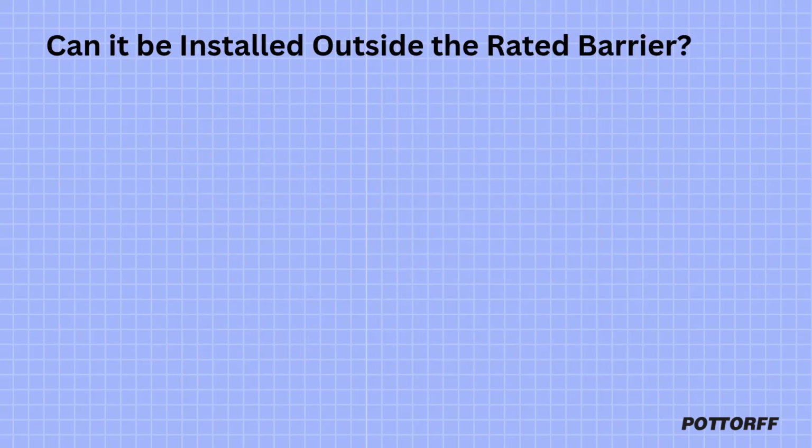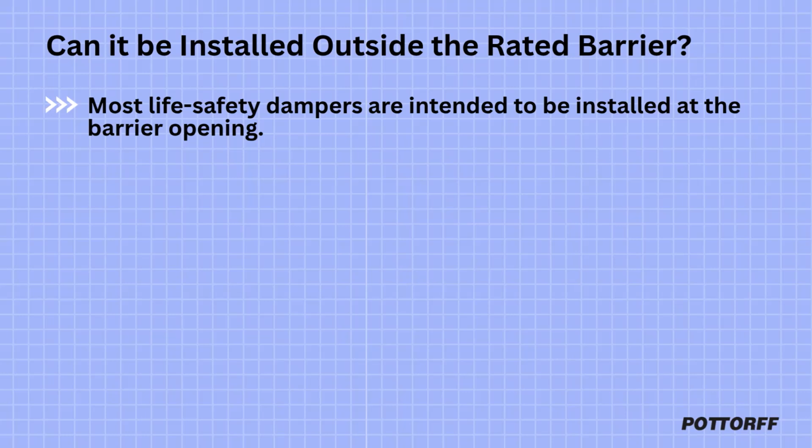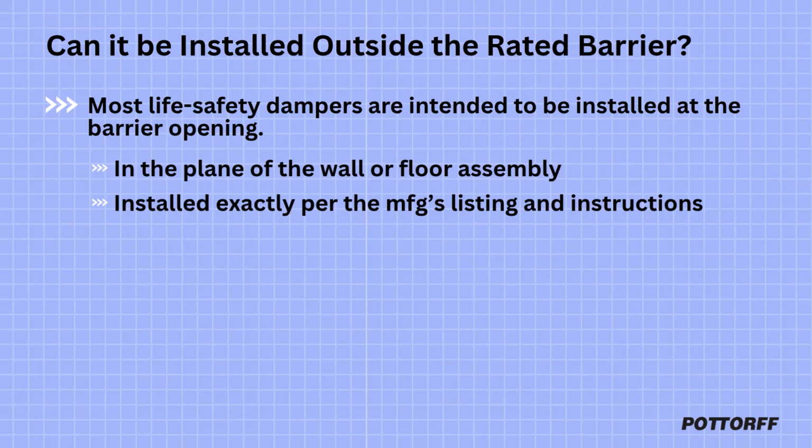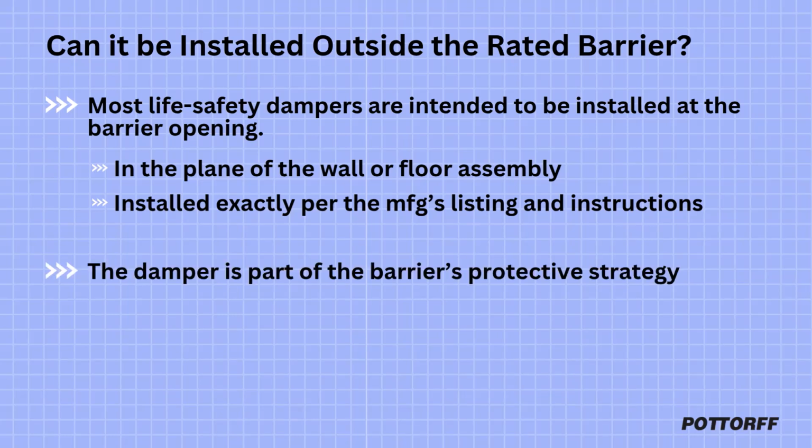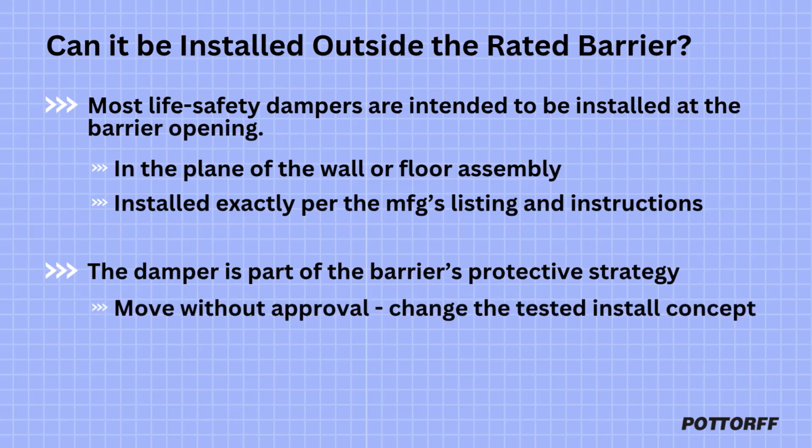Now back to the main question, can it be outside the rated barrier? Here's the practical baseline most people should assume. Most life safety dampers are intended to be installed at the barrier opening, basically in the plane of the wall or floor assembly, and then installed exactly per the manufacturer's listing and instructions. Right, and the reason is simple. The damper is part of the barrier's protective strategy. If you move it away from the barrier without approval, you're changing the tested installation concept.